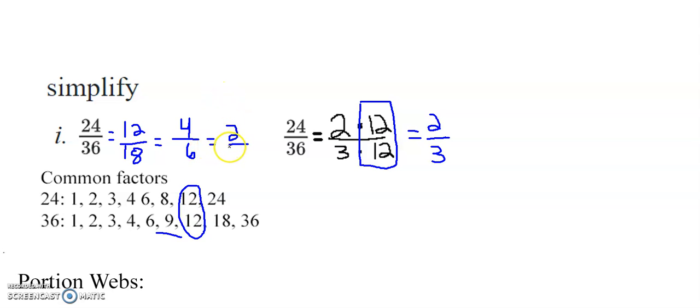Everything we do in math, there's more than one way to get it. 2/3. And we get 2/3. So there's more than one way to solve it. Find the way that works for you and use it. Okay, that's the great thing about math. There's more than one way to get the answer.